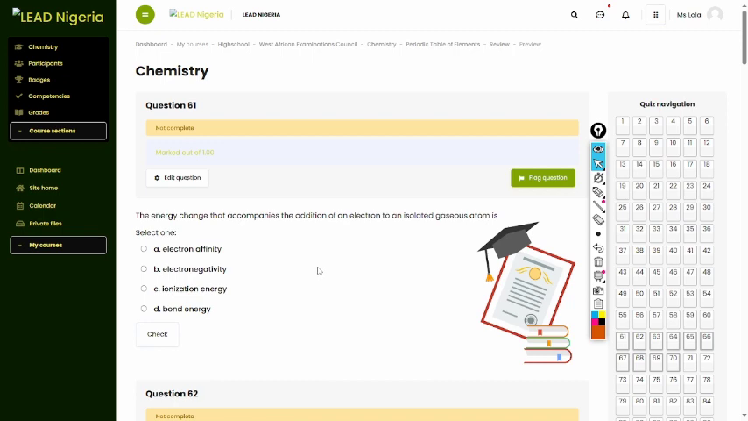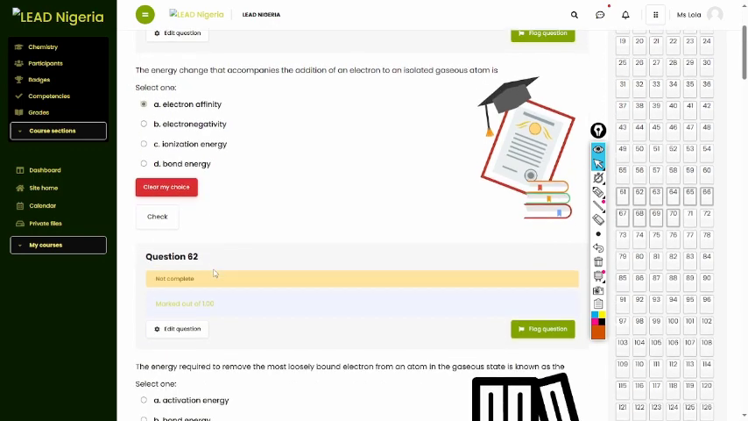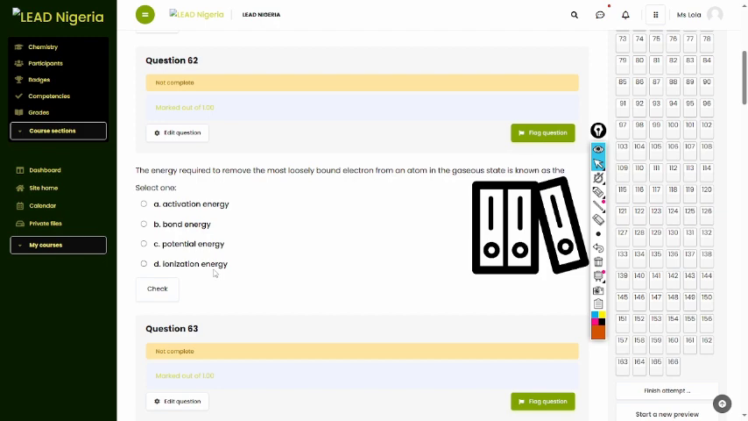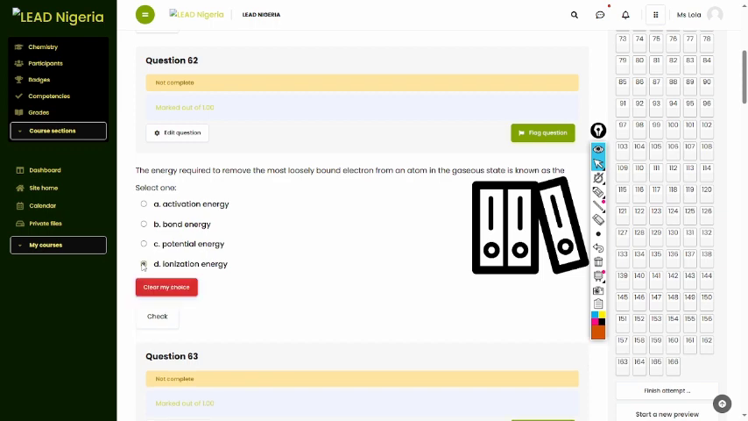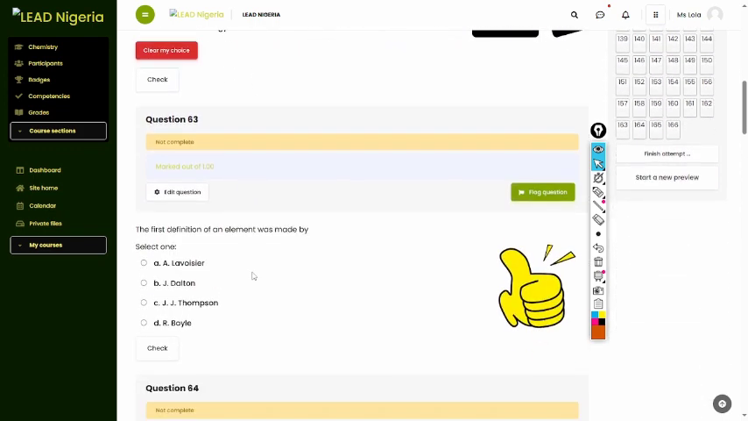Question 61. The energy change that accompanies the addition of an electron to an isolated gaseous atom is, so this is the electron affinity, the energy that is released when an atom gains an electron. The energy required to remove the most loosely bound electron from an atom in the gaseous state is known as the, okay, so this is the ionization energy. That is the energy that is required to remove the loosely bound electron in the outermost shell of an atom to form a positive ion.